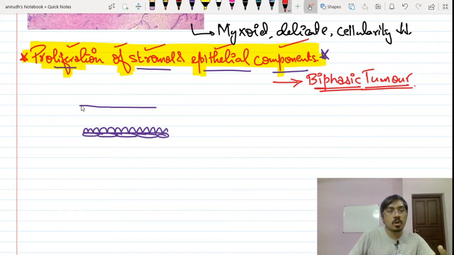Now, whenever we talk about the canaliculi, you will be seeing that the walls of the canaliculi are made up of two layers of cells. Whatever lies outside is known by the name of myoepithelial cells.